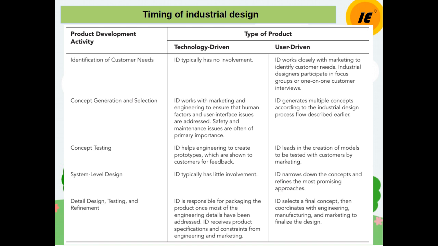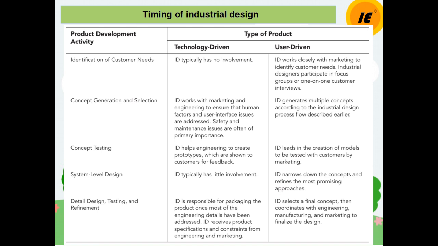Now for the same phase of concept generation and selection, the industrial designer for a user driven product generates multiple concepts according to the industrial design process flow described earlier. In the third stage of concept testing, for a technology driven product, the industrial designer helps engineering to create prototypes which are shown to consumers for feedback. For a user driven product, industrial design leads in the creation of models to be tested with customers by marketing.